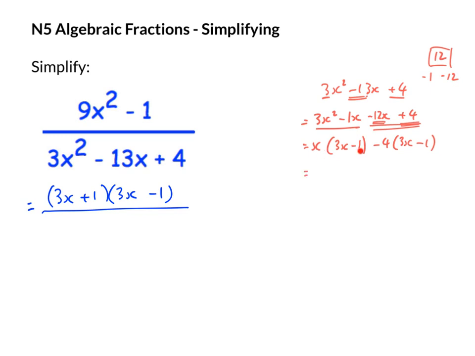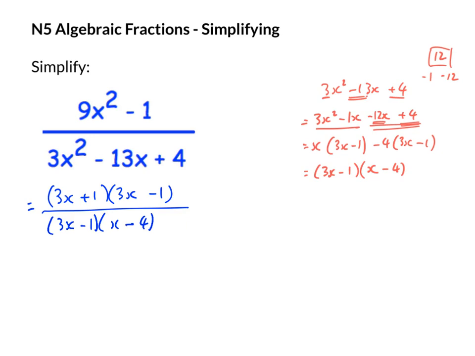These two bits here have got this bracket in common, so I can take out the 3x minus 1. 3x minus 1 got multiplied by x, and in the second case it got multiplied by negative 4. So I've factorised that trinomial, what we call a non-unitary, because it is not 1x, it's 3x squared. So the bottom can be rewritten like so.